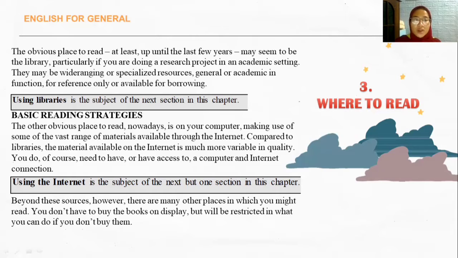Basic reading strategies. The other obvious place to read nowadays is on your computer, making use of some of the vast range of materials available through the internet. Compared to libraries, the material available on the internet is much more variable in quality. You do, of course, need to have access to a computer and internet connection. Using the internet is the subject of the next but one section in this chapter. Beyond the searches, however, there are many other places in which you might read. You don't have to buy the books on display, but you will be restricted in what you can do if you don't buy them.